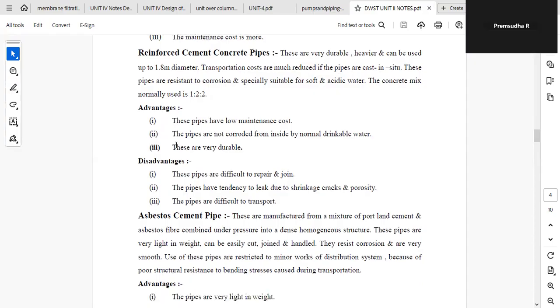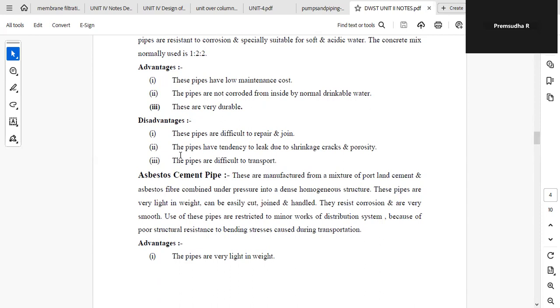What is the advantage? Here you can see these pipes have low maintenance costs, and the pipes are not corroded from inside by normal drinking water. These are very durable pipes. To take the disadvantages, these pipes are difficult to repair and join. The pipes have a tendency to leak due to shrinkage, cracks, and porosity. The pipes are difficult to transport.